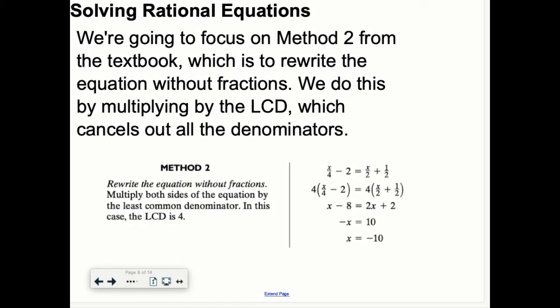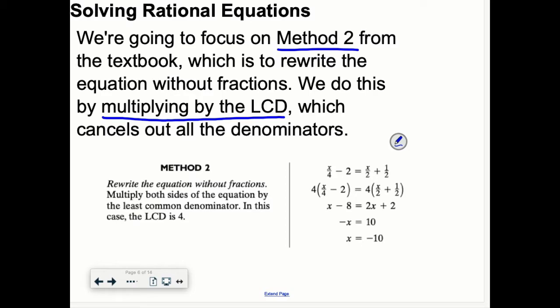Now, the fun part. We're going to solve rational equations. Now, you read your textbook, and you saw that there were 3 methods of doing it. We're going to focus on method 2 for this. Now, we're going to rewrite the equation without fractions. Fractions are annoying. First step is going to be to get rid of them. And to do this, we're going to multiply by the LCD, the lowest common denominator, which cancels out all the denominators. And this example below is from your textbook.